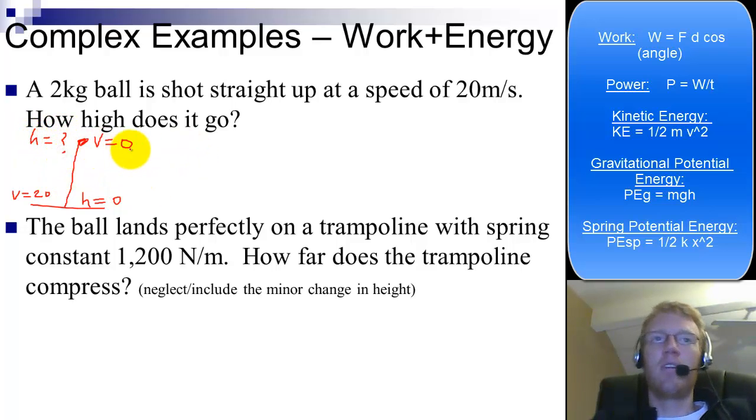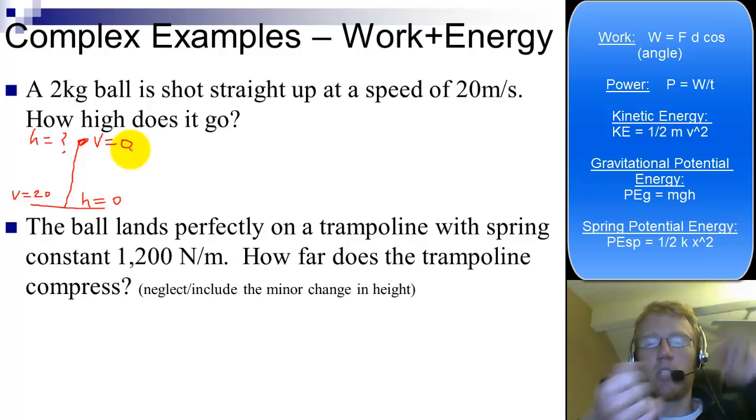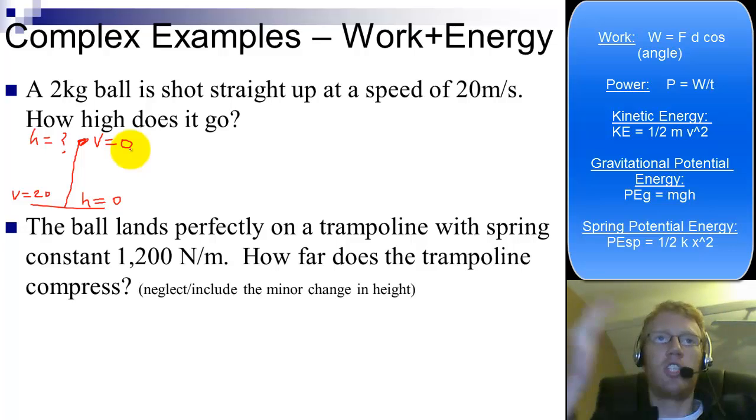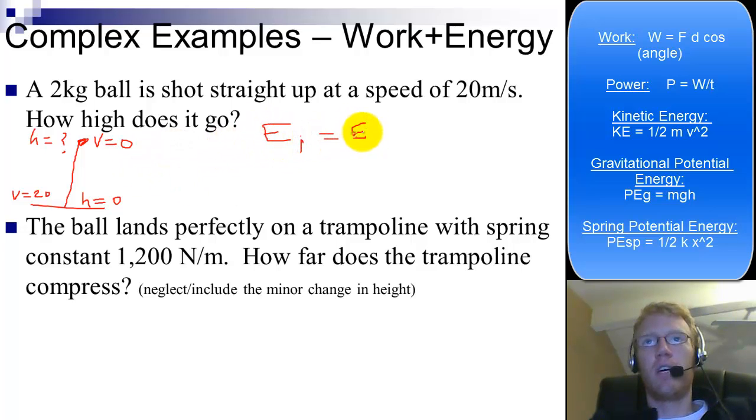So what types of energies do we have in this problem? We've got kinetic energy because it's changing speed as it goes up, and we've got potential energy because it's changing height, but we don't have any springs, so we don't have to worry about that. Okay, so we can say that energy initial equals energy final. Well, at the beginning, what type does it have?